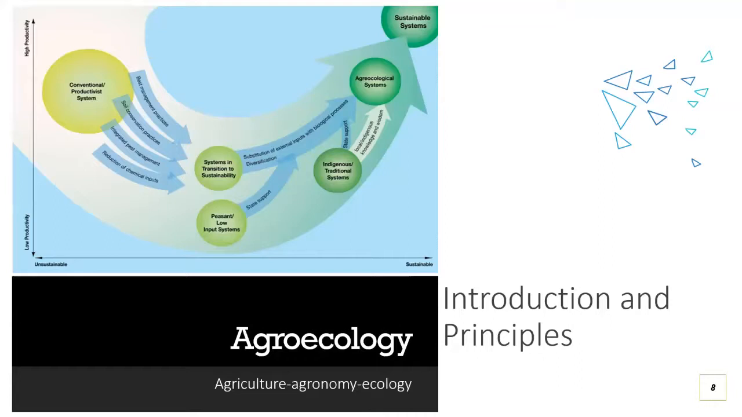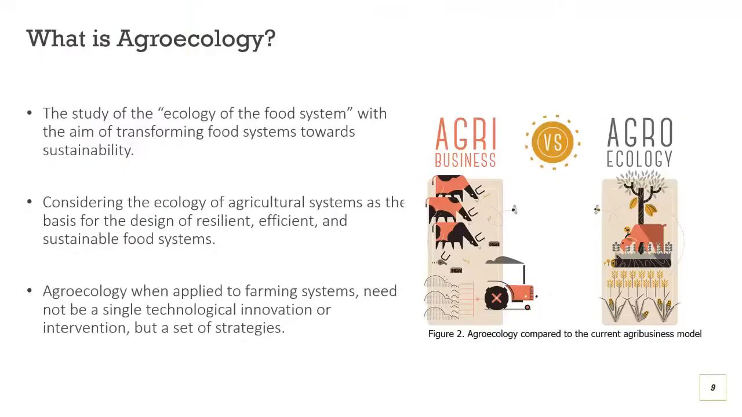What is agroecology? Agriculture, agronomy, and ecology. When we design or engineer agricultural systems, land use systems, or farming systems based on the ecological relationships that exist, we refer to that subject as agroecology. Basically, agriculture with proper importance given to the different ecological principles. So the study of the ecology of food systems with the aim of transforming food systems towards sustainability is what agroecology can be defined as.